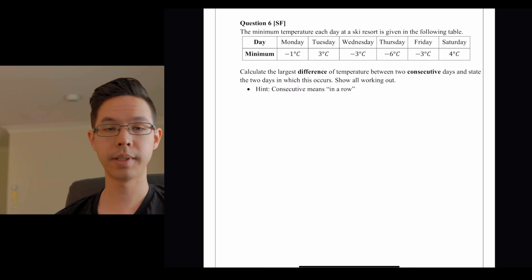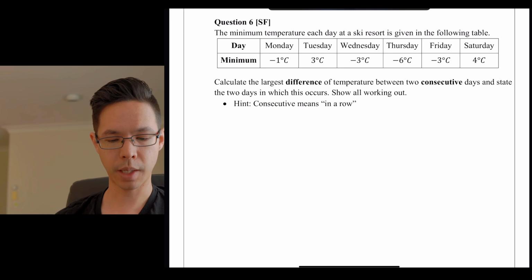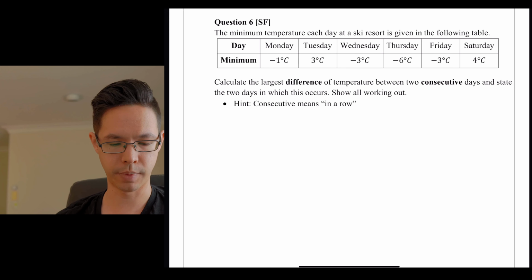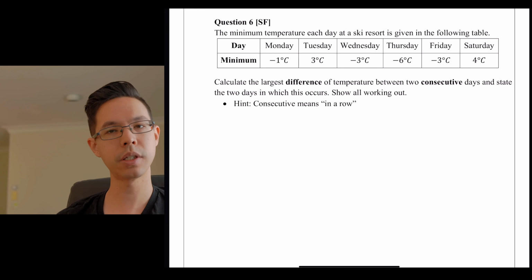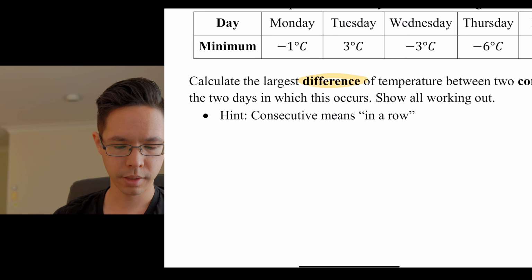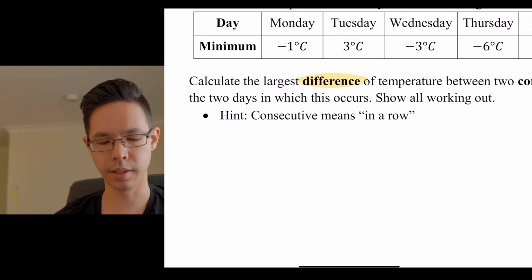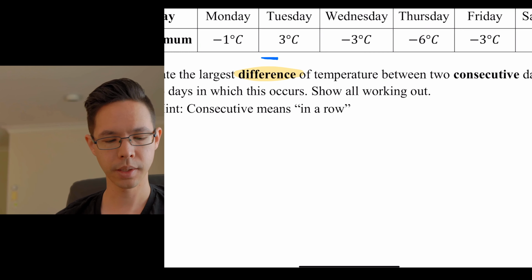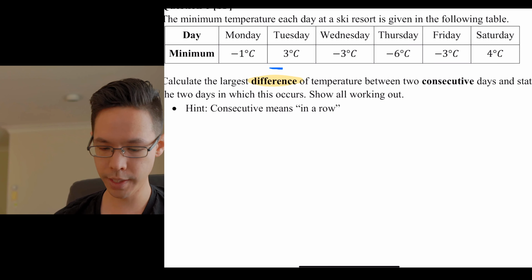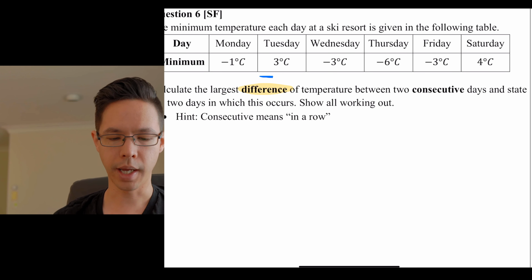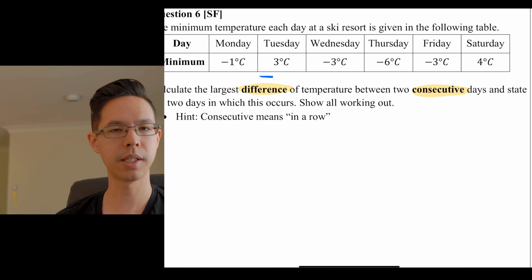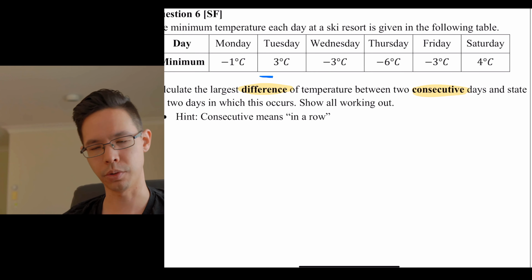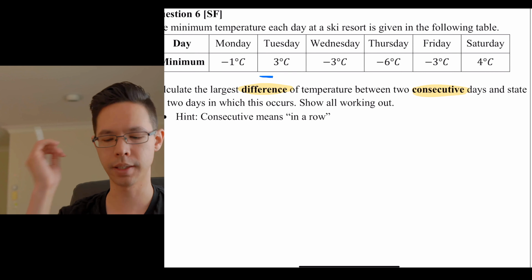All right, section B, question 6. The minimum temperature at a ski resort is given in the following table. Some days of the week and different temperatures of the day. Calculate the largest difference. Difference means subtract. So that's a maths word that has a mathematical symbol going with it. It means to subtract of temperature between 2 consecutive days. Now, they've already told you what consecutive means. It means 2 neighboring days, or 2 side by side, or 2 one after another, or 2 in series. These are different ways of saying the same thing.